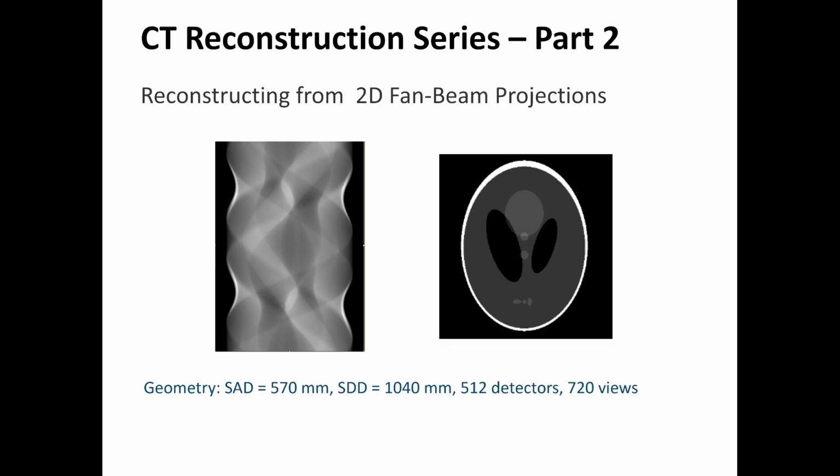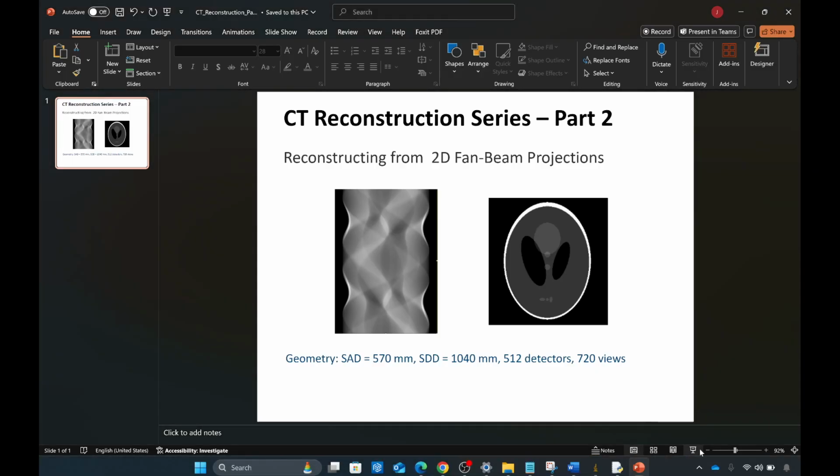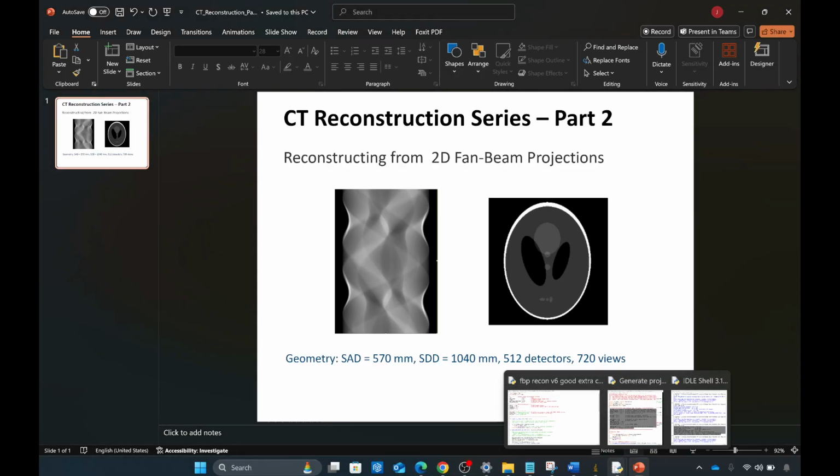Our setup is a 2D fan beam geometry with source axis distance 570 mm, and so on. These are the exact parameters we used in the projection setup, so the reconstruction matches perfectly. So now let's switch to the code.